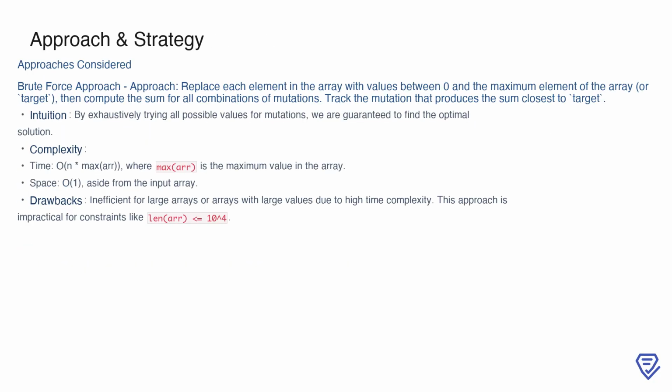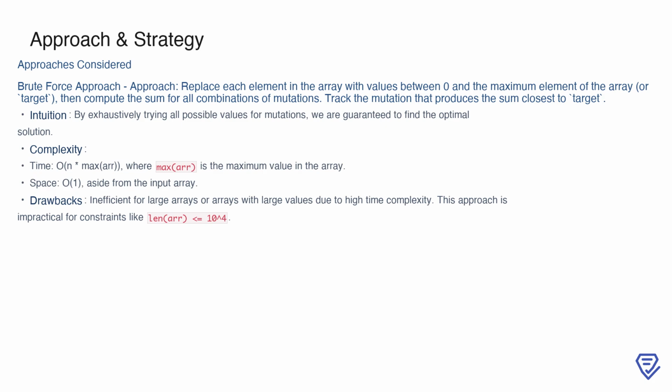To solve this problem, let's start by considering the brute force approach. The idea here is straightforward: we replace each element in the array with values ranging from 0 up to the maximum element in the array or the target value, whichever is smaller. For each combination of mutations, we compute the sum of the array and track the mutation that brings us closest to the target. This guarantees that we'll find the optimal solution, but the drawback lies in its inefficiency.